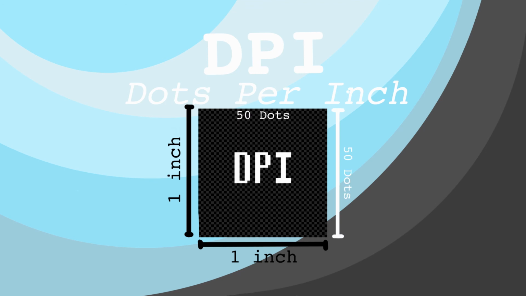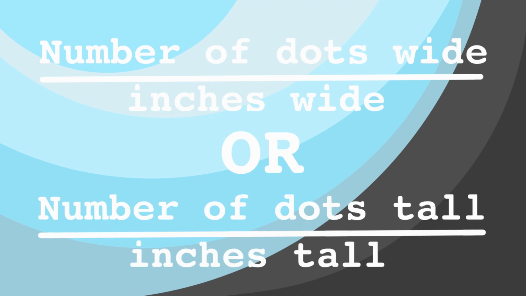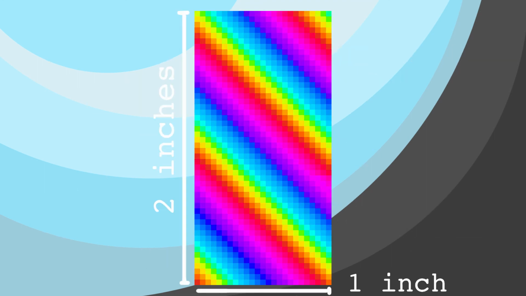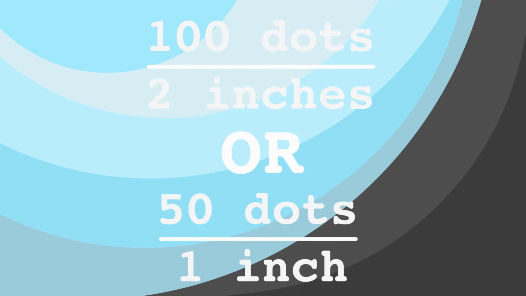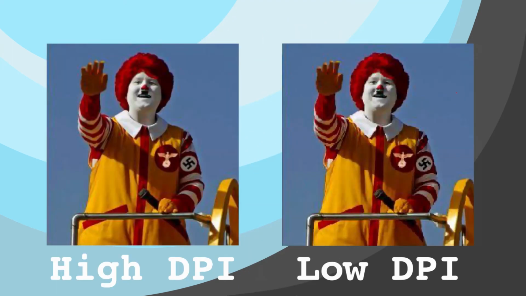DPI is the resolution of an image. DPI can be calculated by dividing the number of dots or pixels wide by the width of an image in inches, or the number of dots or pixels tall by the height of an image in inches. Both give the same number. The more DPI, the better the image looks.